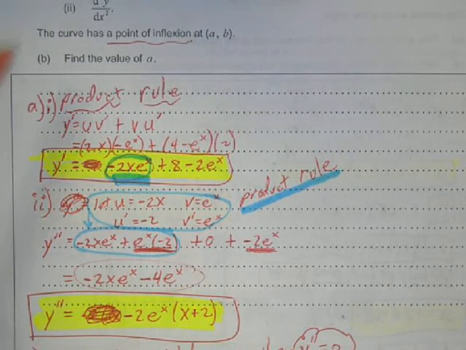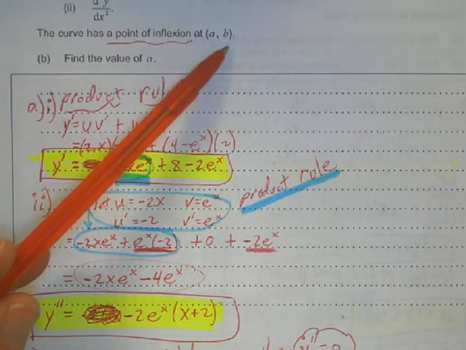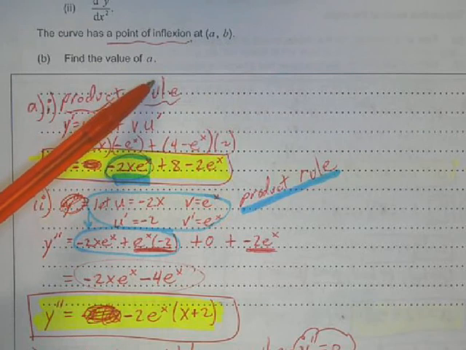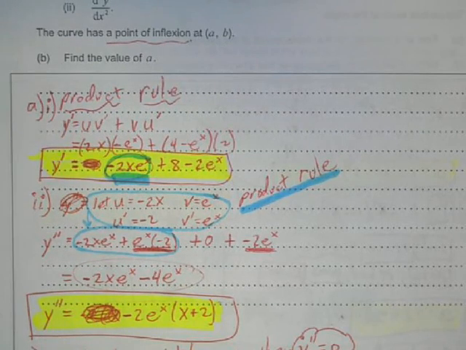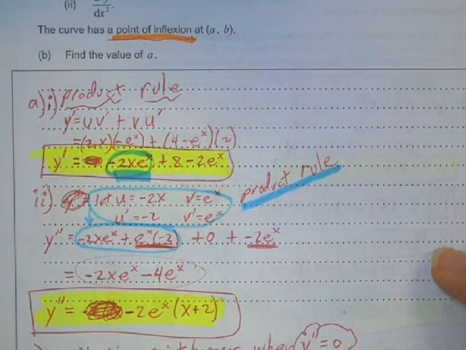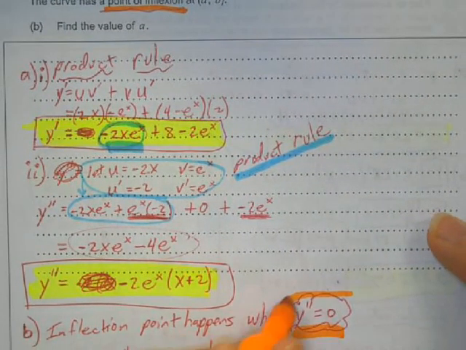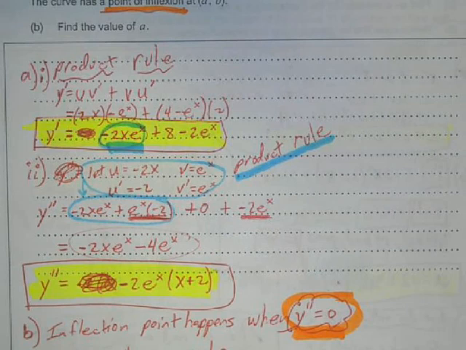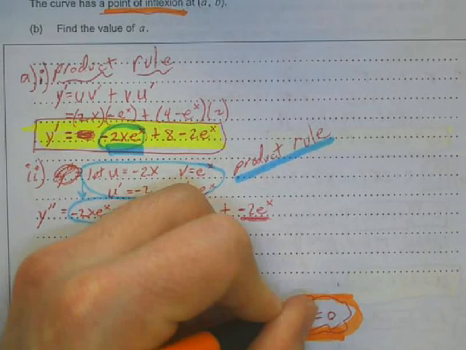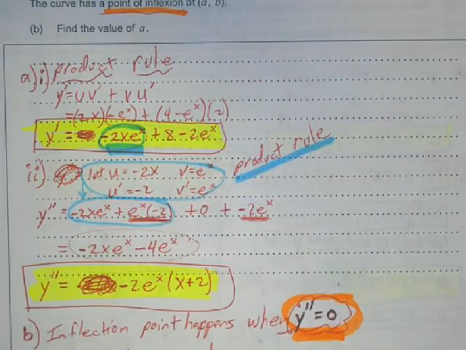Okay, question B says the curve has a point of inflection at a comma b. Find the value of a. So when you have a point of inflection, you know that the second derivative is 0. Okay, and we learned that earlier in this unit. The second derivative is equal to 0 at the inflection point.